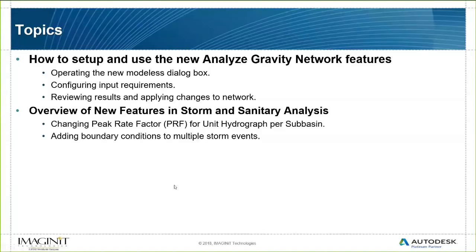And in Storm and Sanitary Analysis, the first significant change is that if you're using any method like TR20 or TR55 hydrology, I can change the peak rate factor for each subbasin now, so that my hydrograph hopefully looks like it's supposed to after you do calibration. Say if you have a known storm event, maybe some flow monitors. I can also run multiple boundary conditions now in the same run without having to create an entirely separate model.